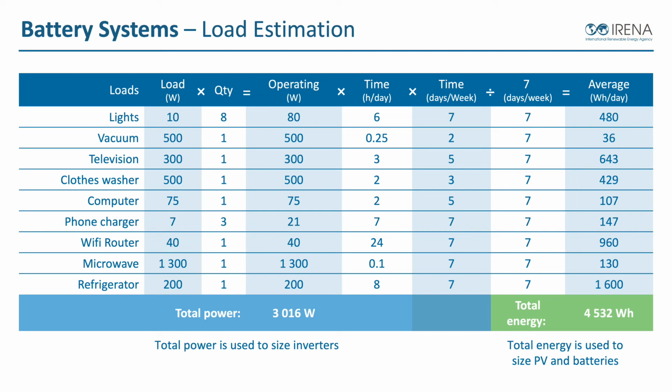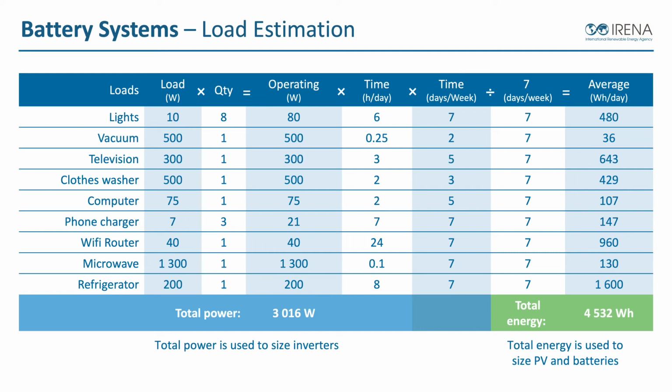So every day we run those lights. And as we calculate this, we're going to take this times 7 days a week and then divide by 7. I'll talk to you more about why in a minute. And then we get the average watt hours a day of 480 watt hours of lighting loads for that day. Okay. Now let's look at another example.